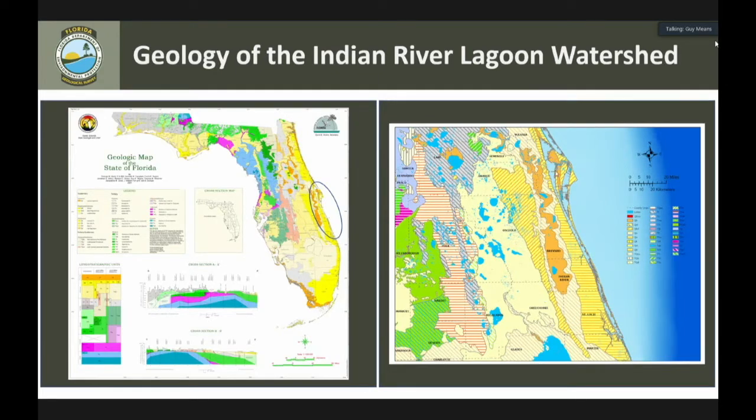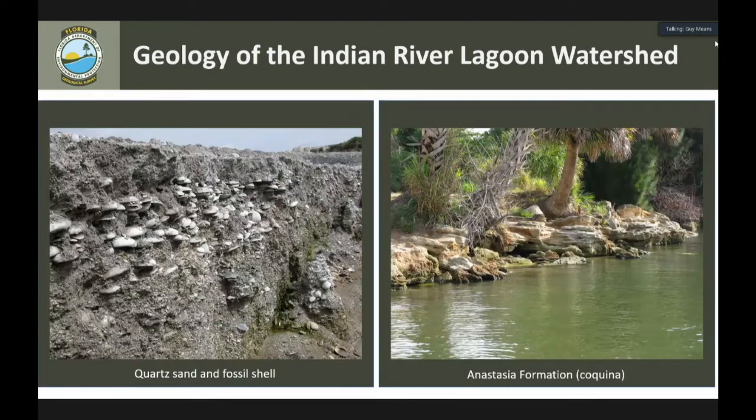So many of you are familiar with the Anastasia Formation, the coquina that it's commonly referred to. It occurs in and along here. But we also have a thickness of material that looks like this. So these are shells, obviously marine seashells, mixed with quartz sand, occasionally a little bit of clay.